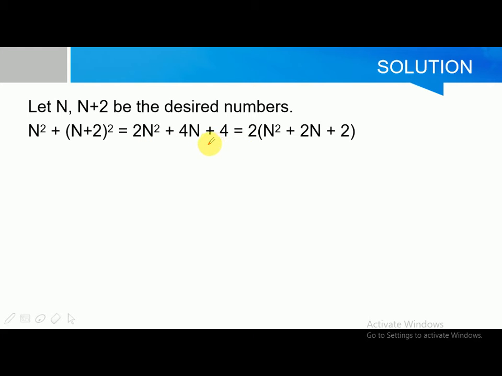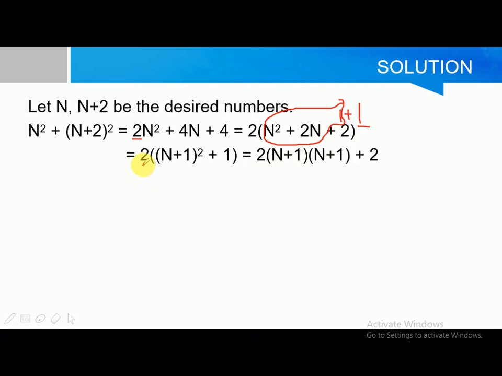The first intuition after seeing this is to take 2 common. So I took 2 common out and got n square plus 2n plus 2. Seeing n square plus 2n, I think I can go to n plus 1 whole square, isn't it? But for that I need 1, so I can write 2 as 1 plus 1. Now this whole term can be represented as n plus 1 whole square, and then leave the remaining 1 aside for a moment. So you would get 2 times n plus 1 whole square plus 1.